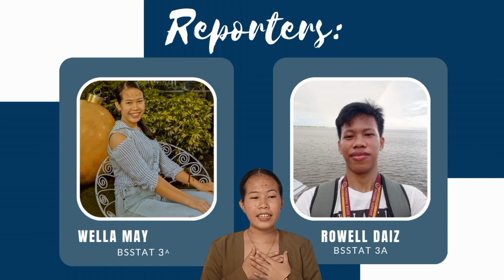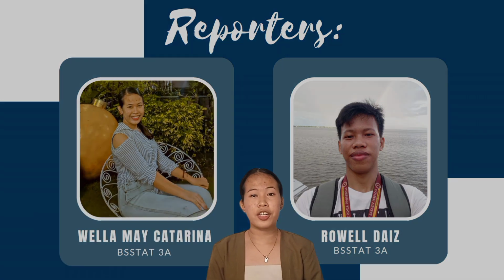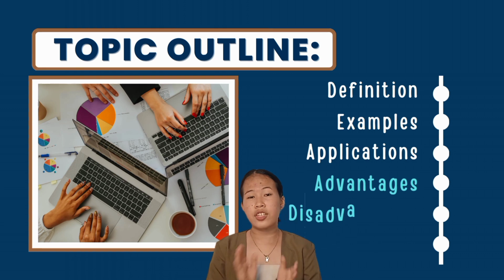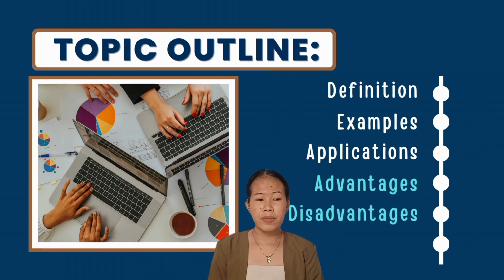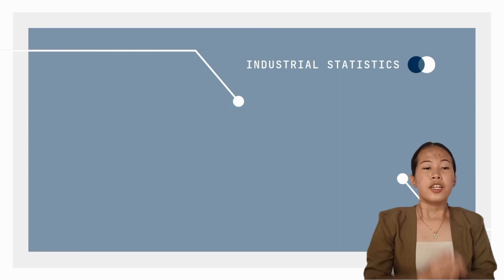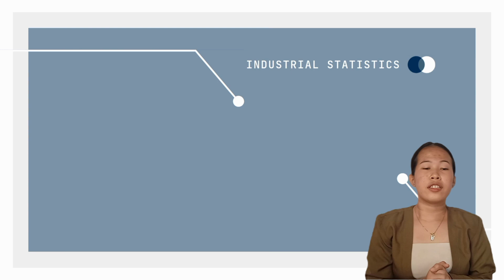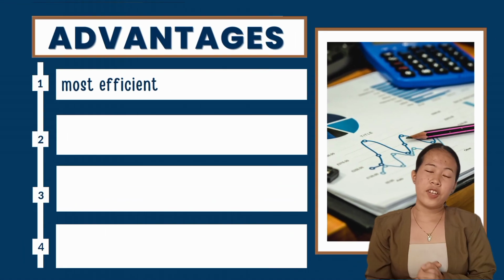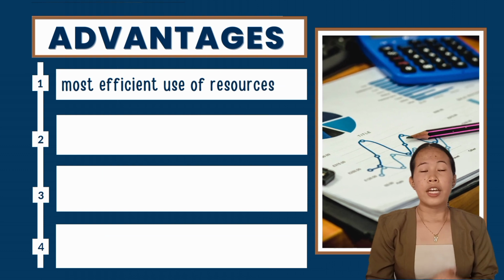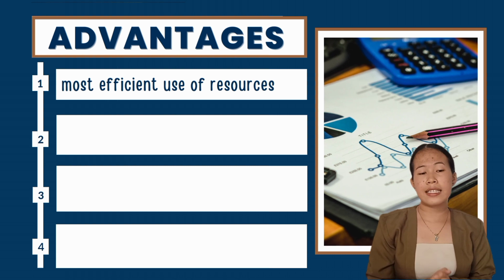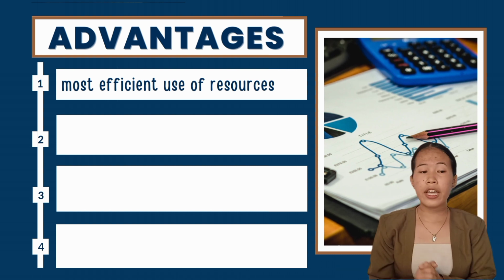Again, I am Walamay Katarina and I am here to discuss the remaining subtopics, which are the advantages and disadvantages of factorial treatment structure, as well as the interaction. To begin with, let me first present to all of you the advantages. First, the most efficient use of resources. In factorial treatment structure, all experimental units are utilized in evaluating effects, resulting in the most efficient use of resources.